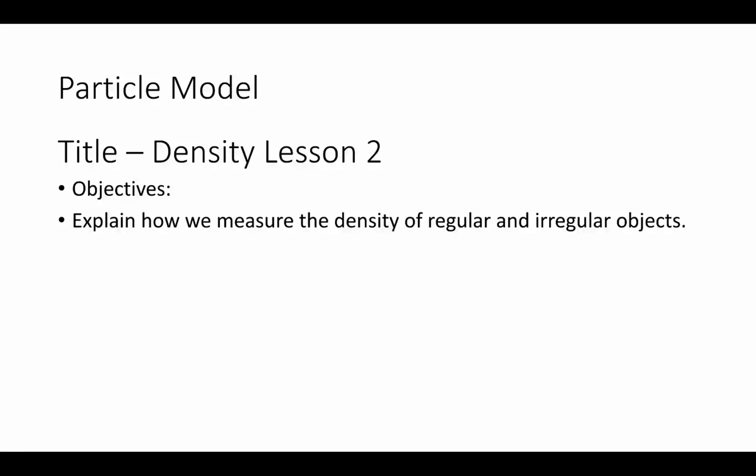This is GCSE Physics, Particle Model Lesson 3, and this one is Density Lesson 2, or Part 2. Objectives are to explain how we measure the density of regular and irregular objects. If you haven't watched the previous lesson and you're not aware of what the density equation is, I suggest that you go back and watch that one first. If you do know, then let's continue.